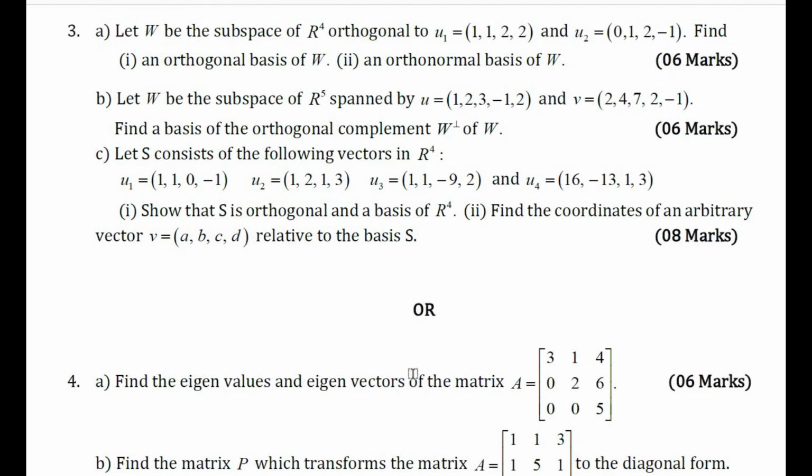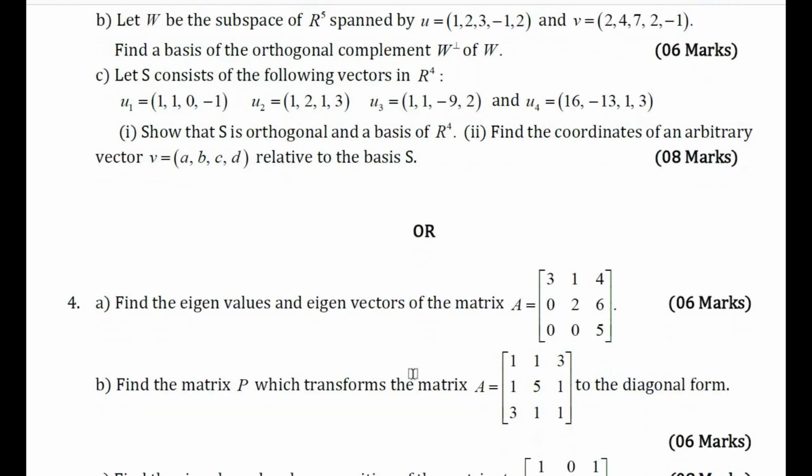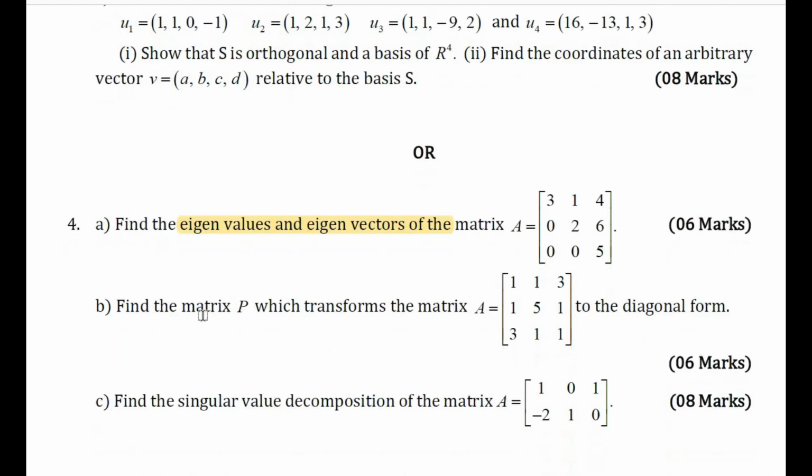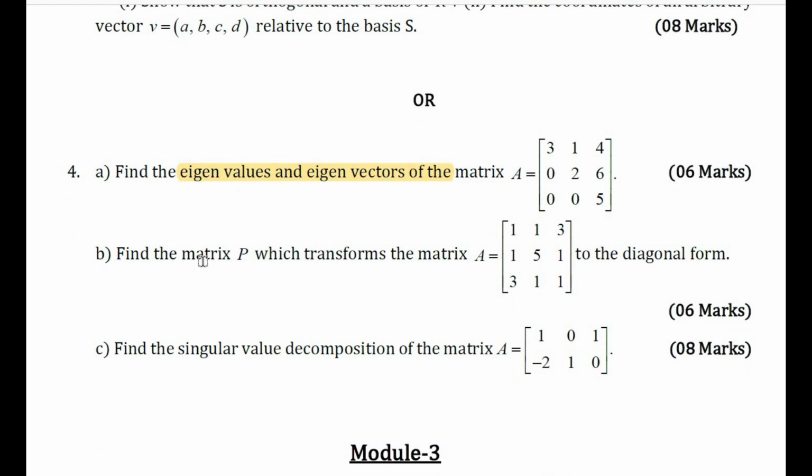Moving on to optional problems. Question number 4a is given on eigenvalues and eigenvectors. You are required to find the eigenvalues and eigenvectors for the given matrix A. Question number 4b is on the given matrix P, where you are required to deduce the matrix to diagonal form. Next, find the singular value decomposition, which is commonly called the SVD problem.